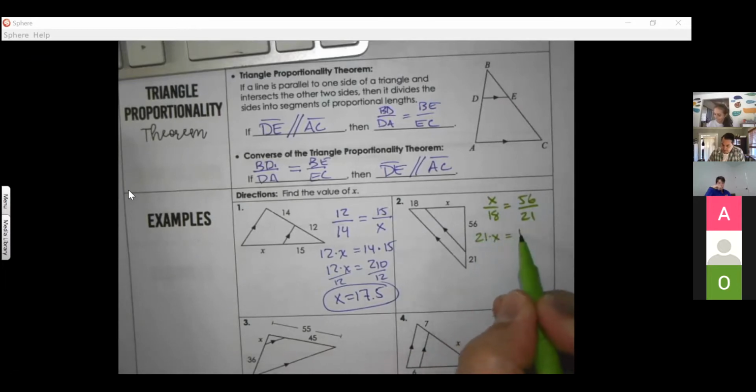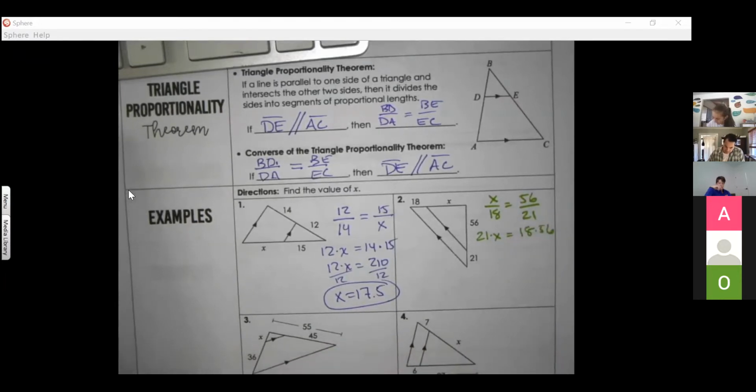21 times x equals 18 times 56. 18 times 56 is 1,008. Divide both sides by 21. And get x is equal to 48.